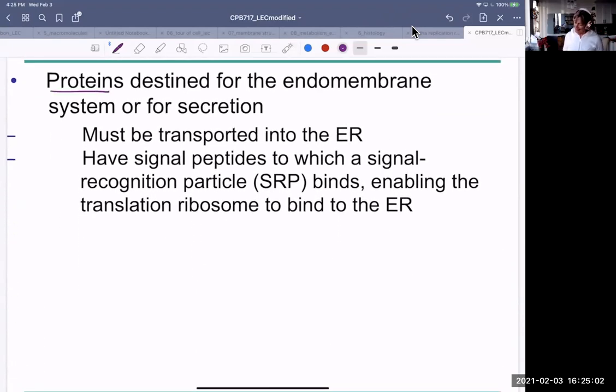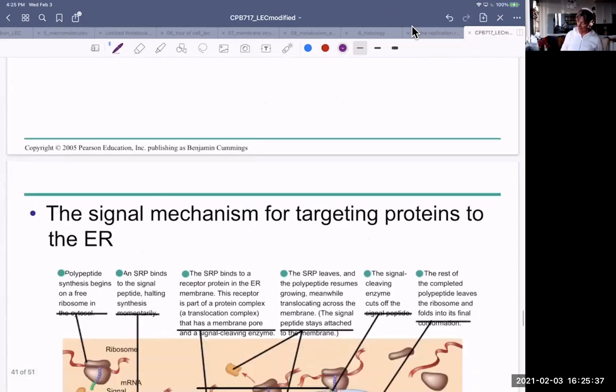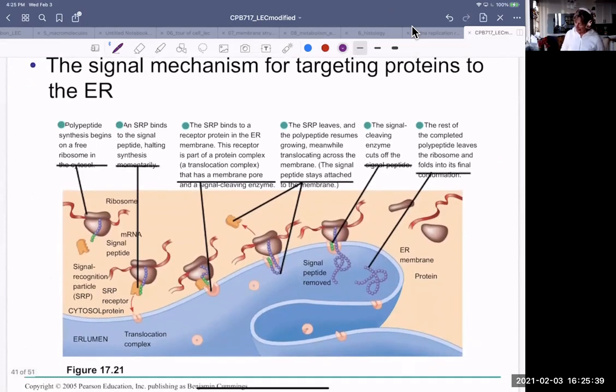The proteins that are destined for the endomembrane system, so that's the membrane system of the cell itself, or to be secreted, will be transported in the endoplasmic reticulum separate from the cytoplasm. So there's signal peptides. The signal recognition particles bind to these signal peptides, and they enable translating ribosomes to bind to the ER. So that's another strange little peptide that's involved in this process. It looks complicated. It's not actually too complicated.